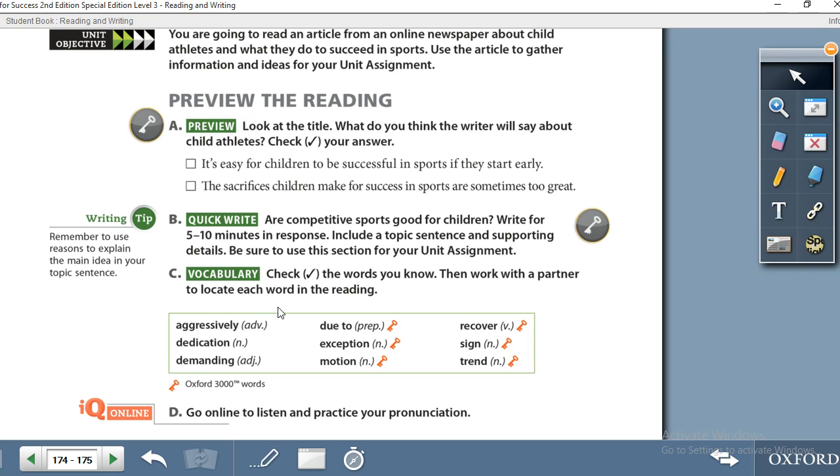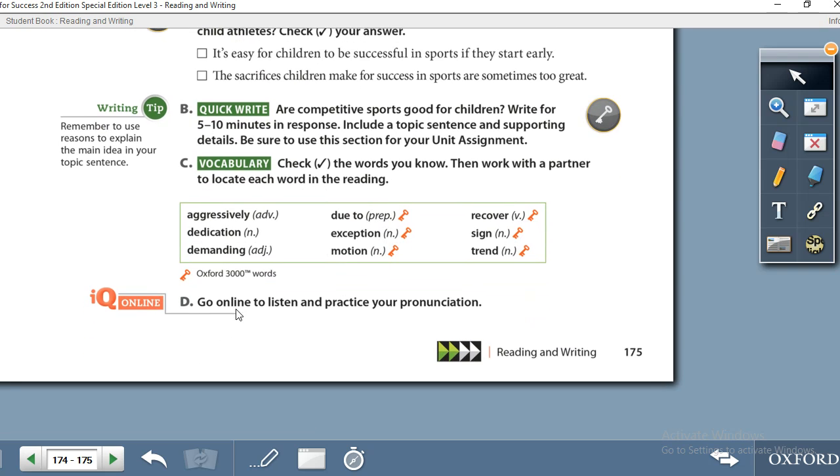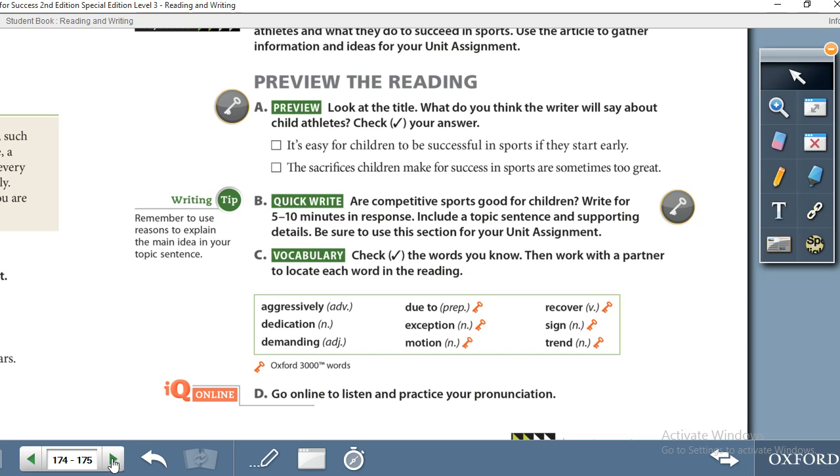Exercise C, vocabulary. Check the words you know, then work with a partner to locate each word in the reading. So I'm going to go through the vocabulary real quick. Aggressively, due to, recover, dedication, exception, sign, demanding, motion, trend. So this is your vocabulary. At the bottom of the page, exercise D, go online to listen and practice your pronunciation. So to improve your pronunciation of this vocabulary, they say that you can go online on your QSkills account and you can practice.